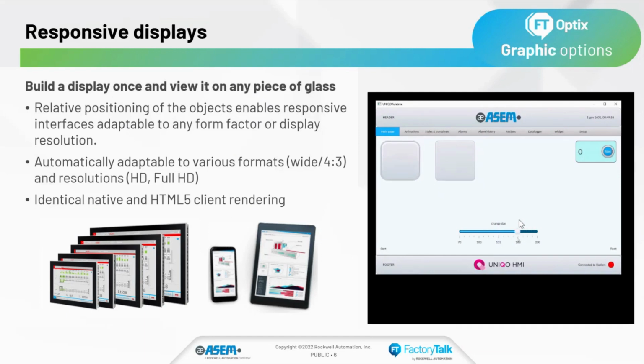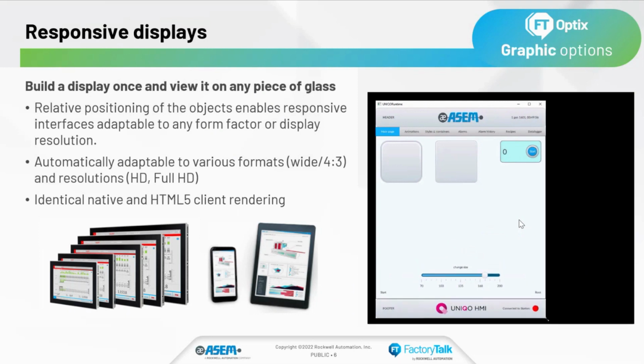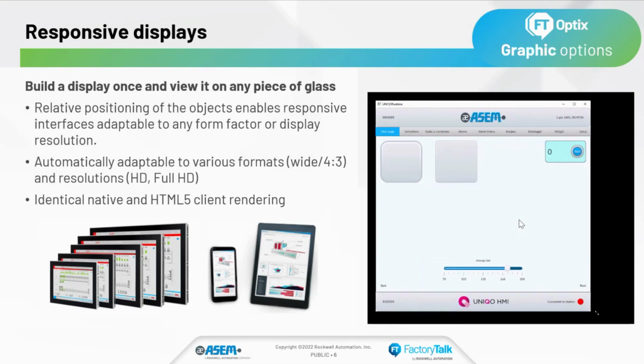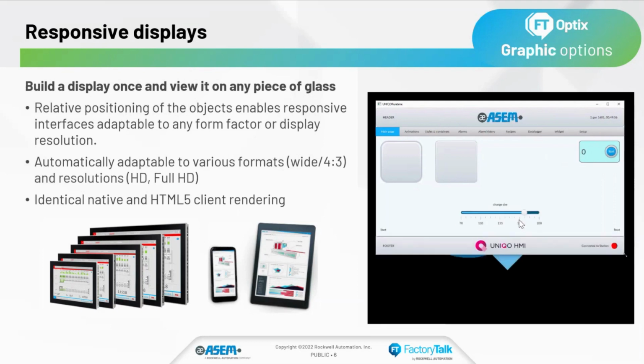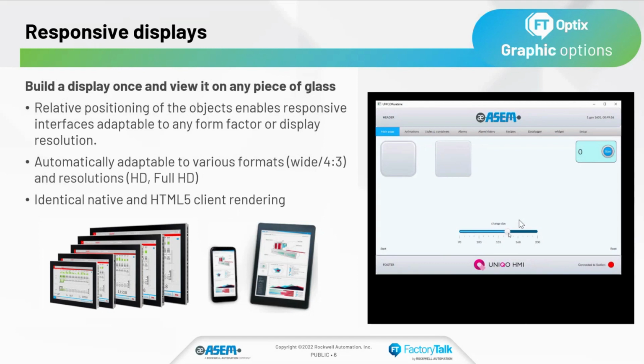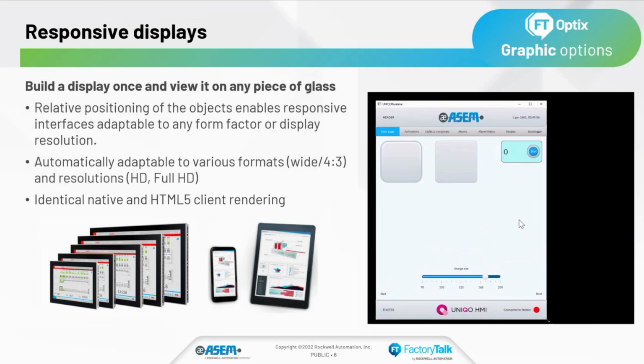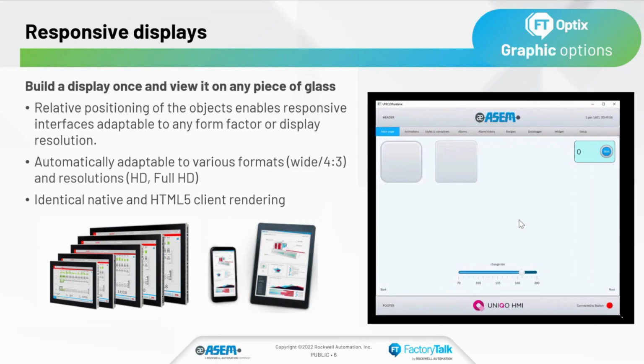So on to responsive displays. Again, you build your application once and you could deploy it to essentially any sort of end device you imagine. Thanks to the way that FactoryTalk Optix applications are designed using containers instead of pages, it is dynamically scalable to any size screen you can imagine. Various formats, it could be widescreen, it could be 4:3 screens. It doesn't matter. And it supports both native and web client or web project deployments as well.